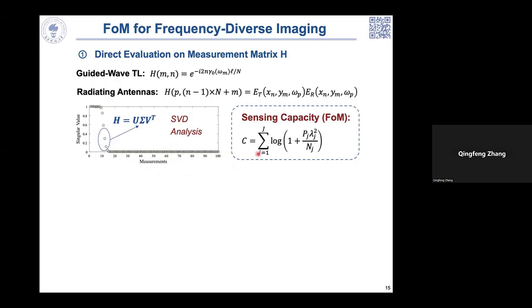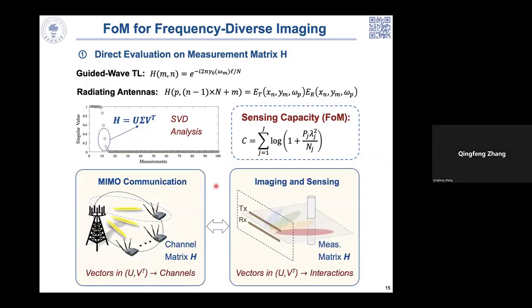We can further define our sensing capacity in analogy with the MIMO communication channel capacity. So here, lambda is the singular values that are calculated using the SVD analysis. The P divided by N is the signal to noise ratio. So we can define this capacity C here. So we establish a one-to-one correspondence between the MIMO communication and the imaging and sensing.